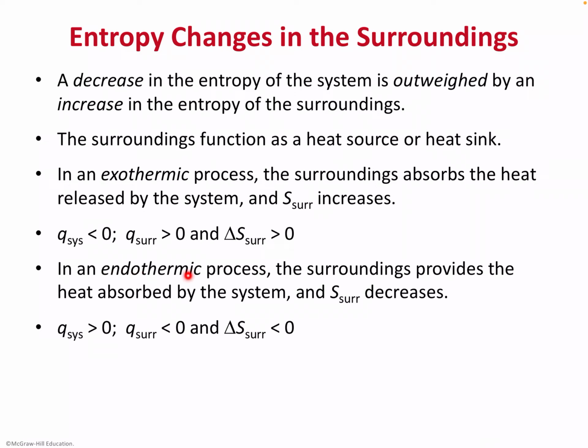For an endothermic process, heat is absorbed by the system and the surrounding loses heat. The surrounding provides the heat absorbed by the system, so the surrounding decreases the entropy. Q system, if it is an endothermic process, absorbs heat, it would become positive. Q surrounding would be less than 0, negative, and as a result delta S surrounding would also be less than 0.